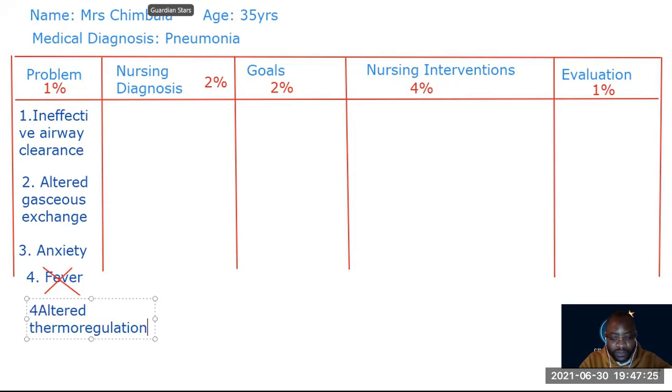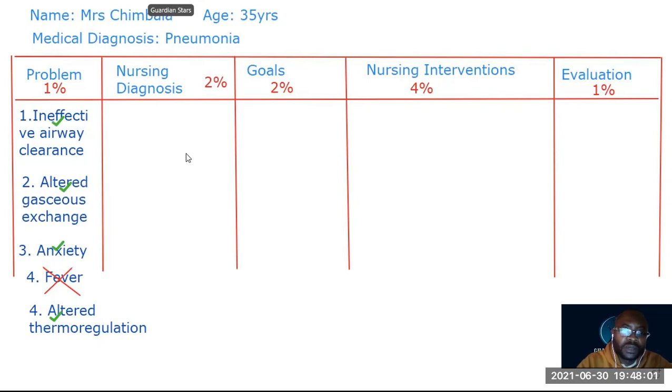Fever is going to be your evidence. So this is what you have to write. This is not allowed. And you have to write this as well. You can write this as a problem.